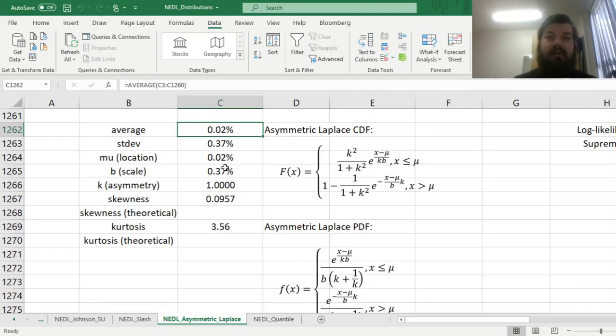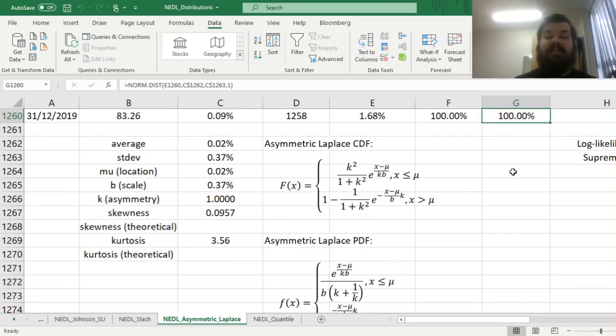And logically, asymmetric Laplace can be quite fitting for bond returns and bond benchmarks, given the fact that it can accommodate varying levels of skewness, and it also can accommodate moderately fat tails, here accommodating a kurtosis of 3.56. So without further ado, let's code the cumulative distribution function and the probability density function for asymmetric Laplace, and try and use maximum likelihood to calibrate these three parameters to arrive at a reasonably good fit.